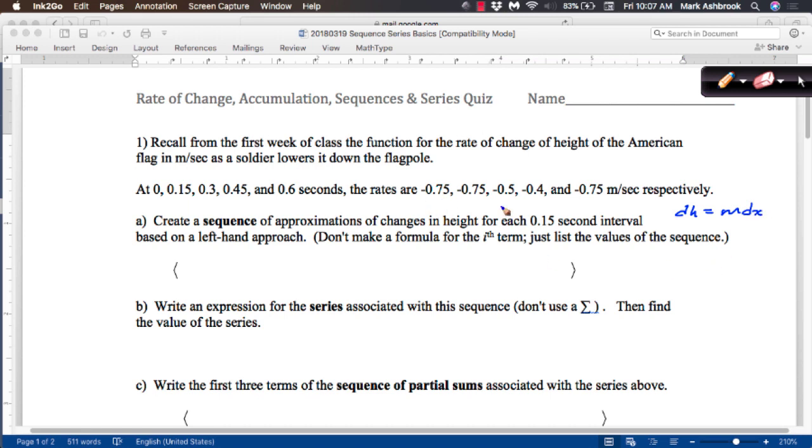So here are the different rates, and then our dx or dt is always 0.15, right? So negative 0.75 times 0.15 is the first change in height for the first interval, m dx. Then the second interval is actually going to be the same thing because it's the same rate, and now the rate changes to negative 0.5 in the third interval. And then in the fourth interval, the rate is negative 0.4, so m dx. And then the fifth interval, back to negative 0.75.